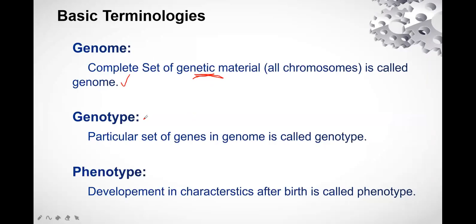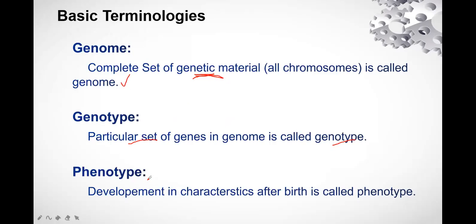Genotype is what? Any particular set of genes in the genome is called the genotype. That means, what is a genome? Genome is a complete set of all chromosomes, and when we have a particular set of genes in the genome, that is called the genotype.